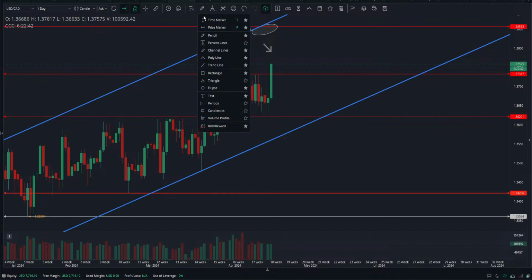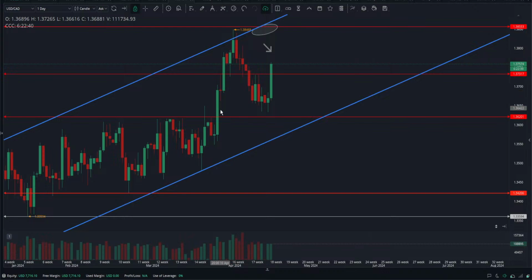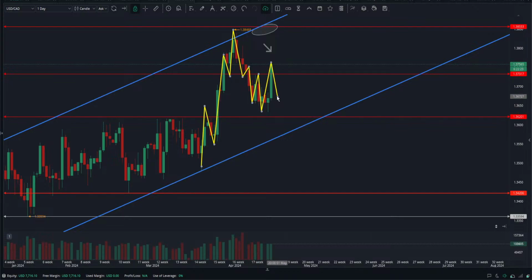So again, there is a change in market structure twice here. The price was making higher highs and higher lows. From here it made a lower high, lower high, something like that. But here finally the price had made a higher high. Now expect the price to keep making higher highs and higher lows until this price is reached. This is how it happens.